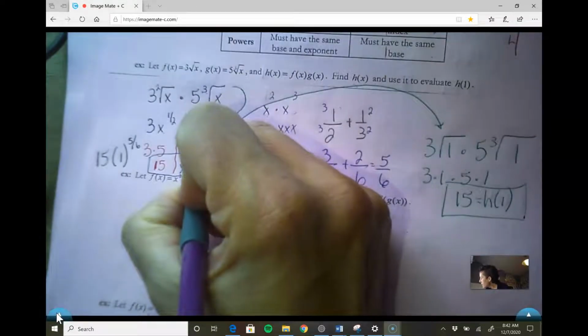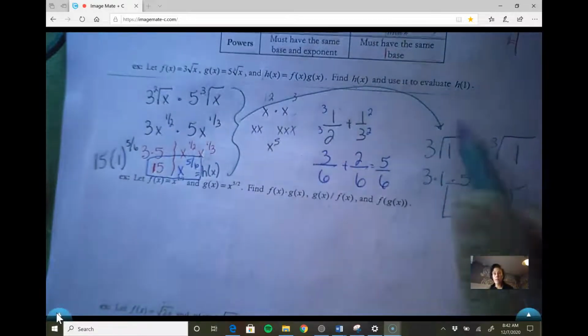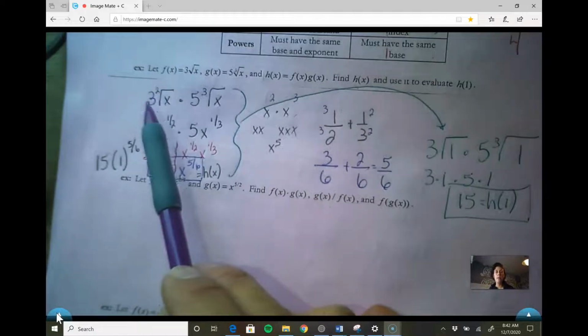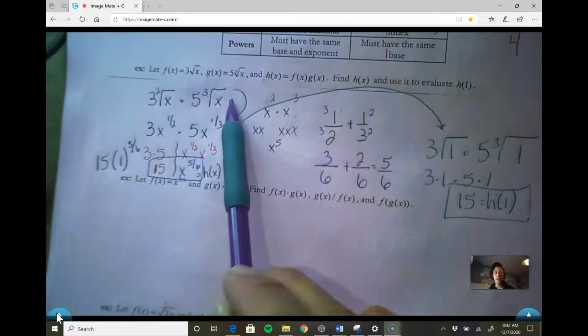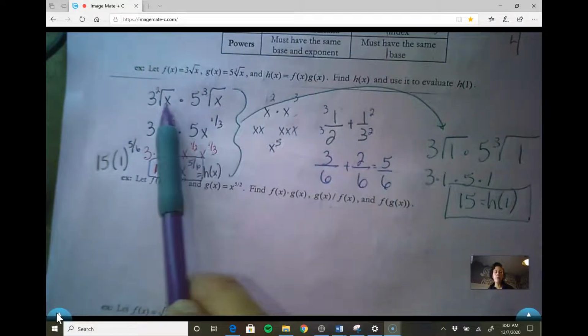So the next thing we need to do is evaluate the function h of 1. And there's two ways you can do it. One is you can go with the form before we did any math to it, or you could go to the final answer and put it in. I don't know which is better.